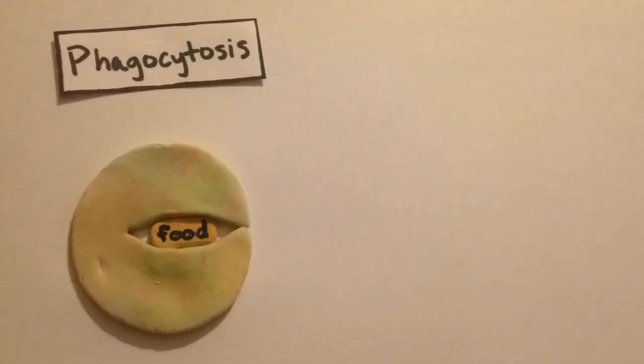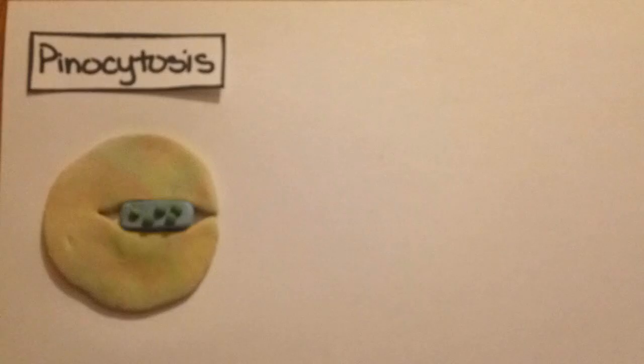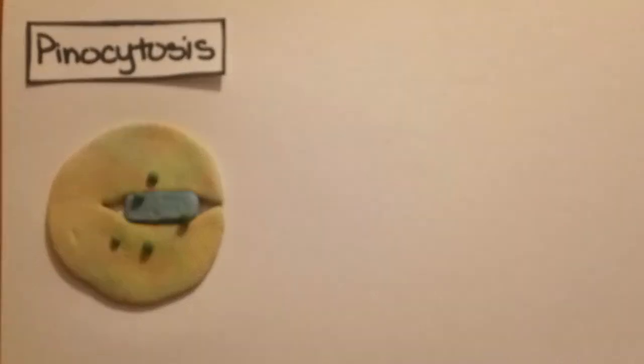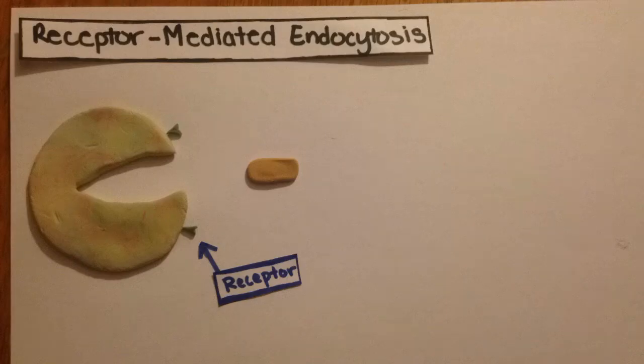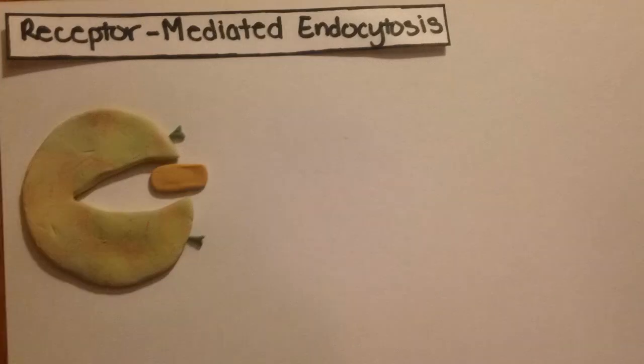Phagocytosis is when a cell will engulf food. Pinocytosis is when a cell will engulf liquid so it can obtain the solutes. Receptor-mediated endocytosis is when a cell will engulf specific substances that react with the receptors outside the cell.